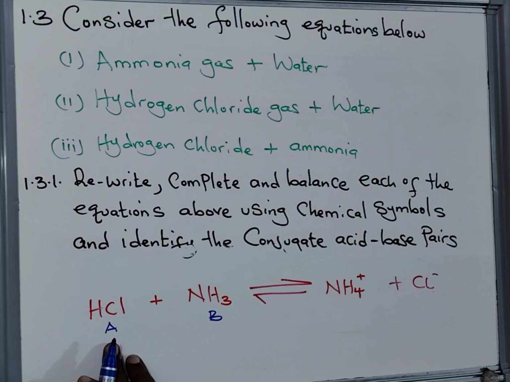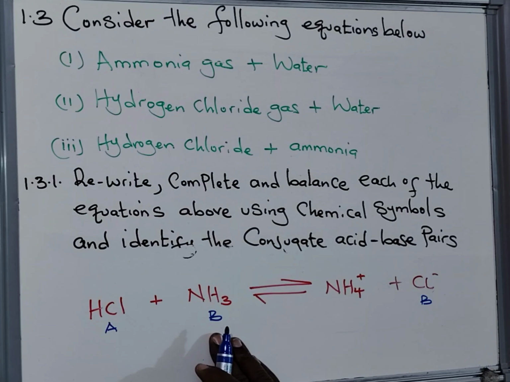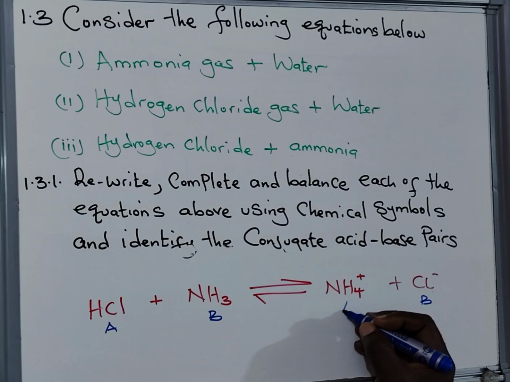Now you need to know that when an acid loses a proton, it becomes a base. So what you have on this side is a base. And you need to know that when a base gains a proton, it becomes an acid. So this is our acid.